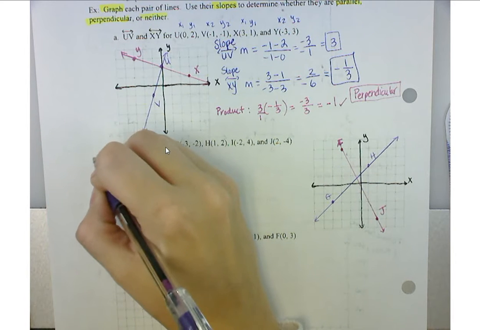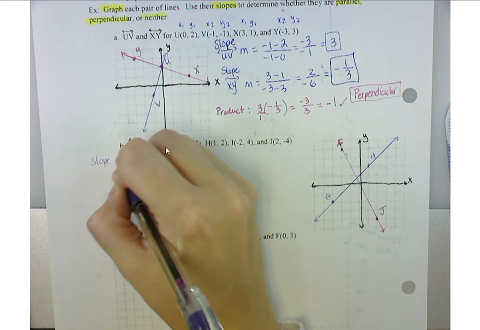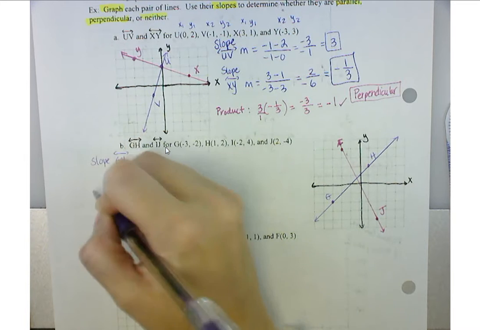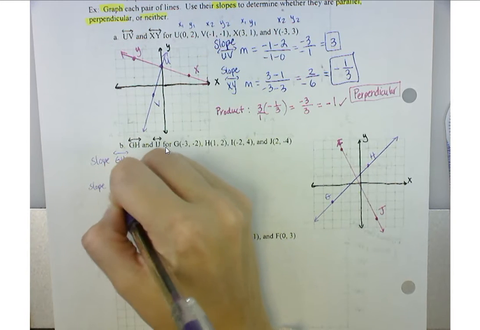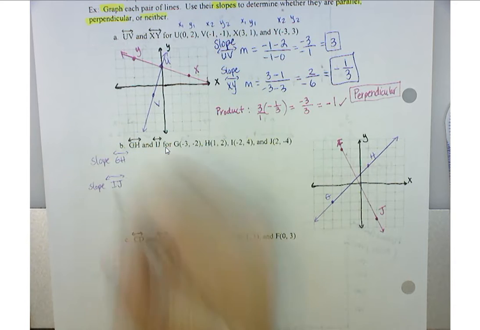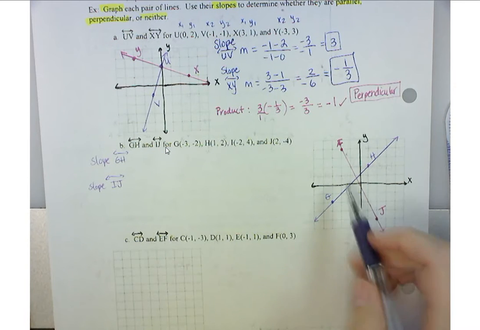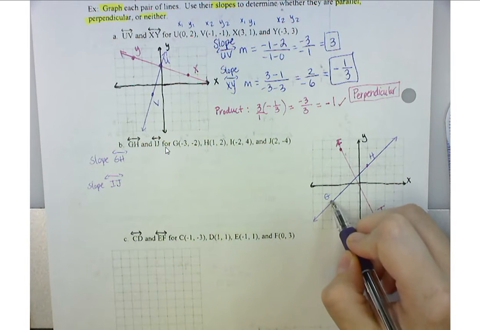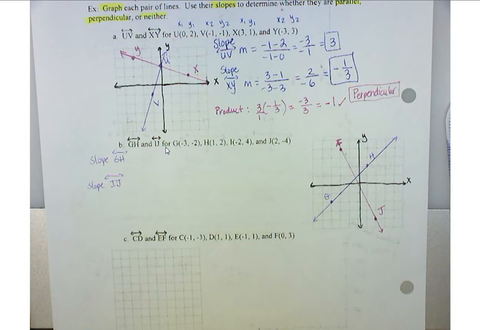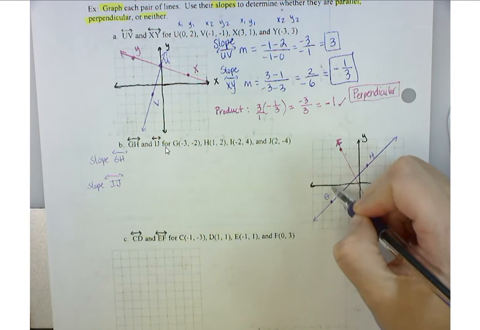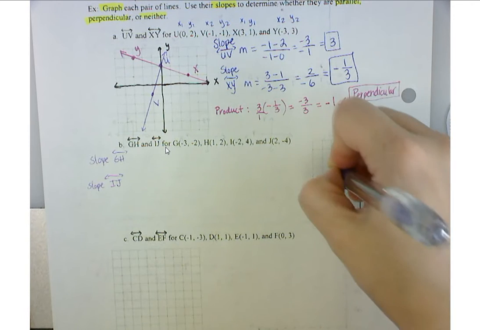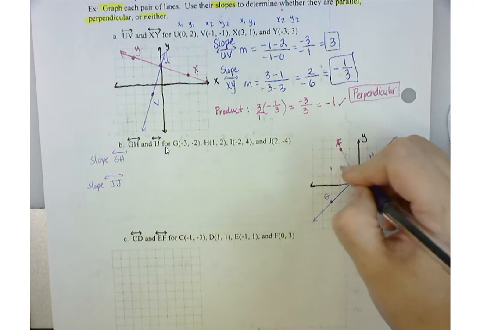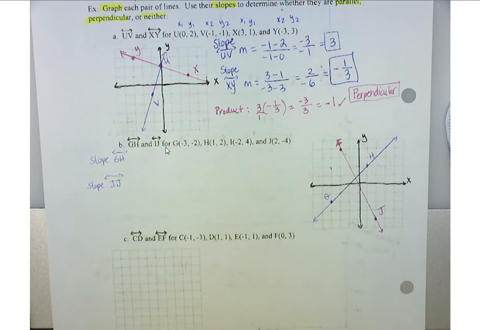So the slope of GH. And you're going to find the slope of IJ. And if you want, you can use your rise over run. So you could count your 1, 2, 3, 4. That's your rise. 1, 2, 3, 4. That's your run. So you could do 4 over 4.